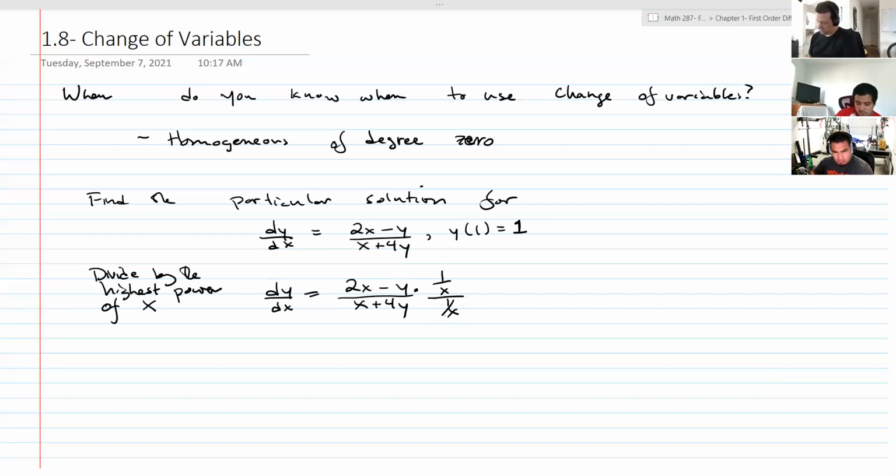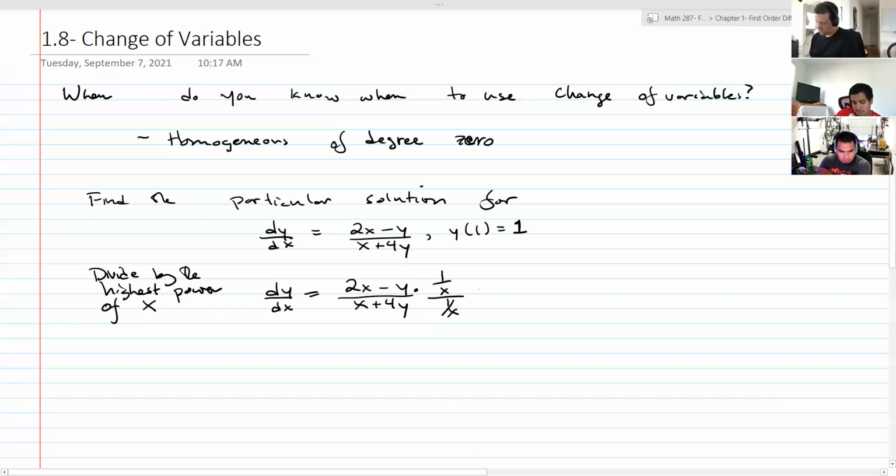Sometimes you might want to divide by the highest power of y instead. Sometimes that might be easier to work with. It just totally depends upon the situation, and it's kind of hard to say when. Sometimes you want to try it out and see that it looks easier to do with x over y versus y over x.